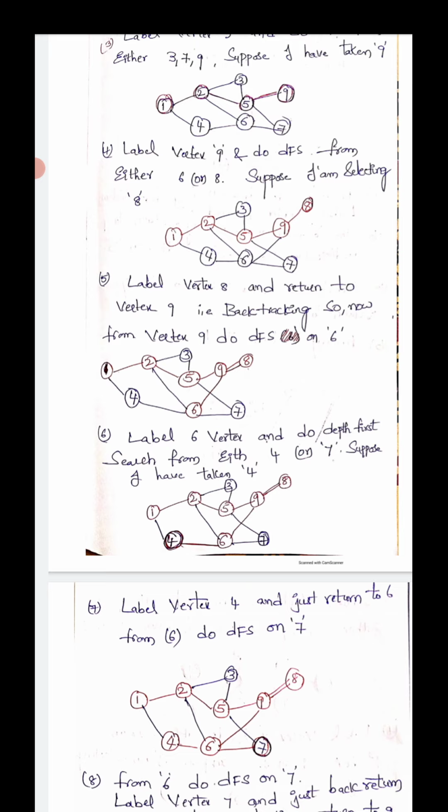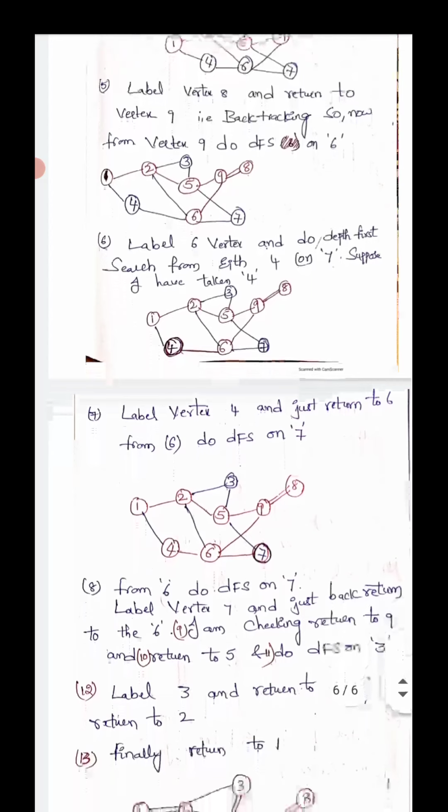Now we take 7. Label vertex 4 and return to 6. From 6 itself we do depth first search on 7. Already I have drawn red lines; look at the red lines: 1 to 2, 2 to 5, 5 to 9, 9 to 8. 8 backtracks to 9, so I represent it as a double line, and I move to 9, which has connections 5 and 6.